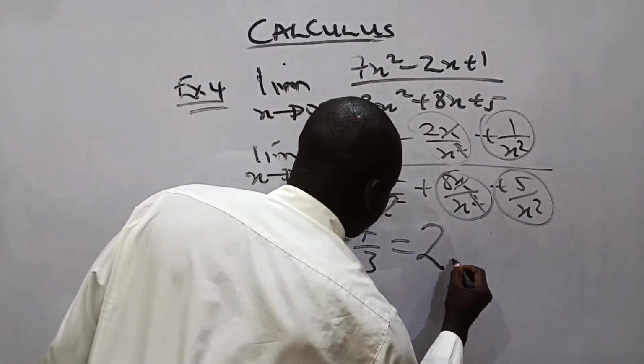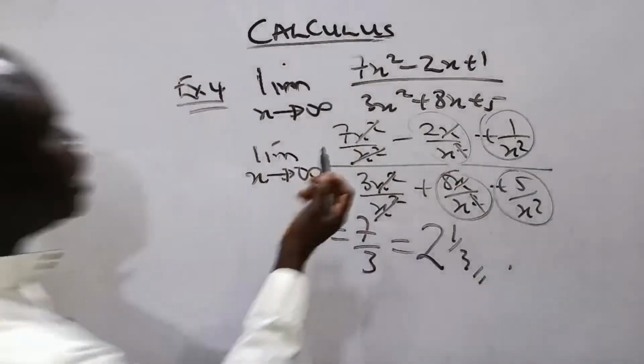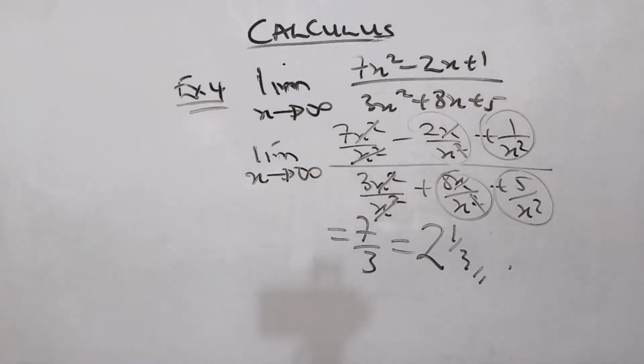That will be 2 whole number, 1 all over 3. That will be the limit of that function. So if you have to find the limit of a function, that is what we are expected to do. And of course, there are some theorems that guide the limit of a function.